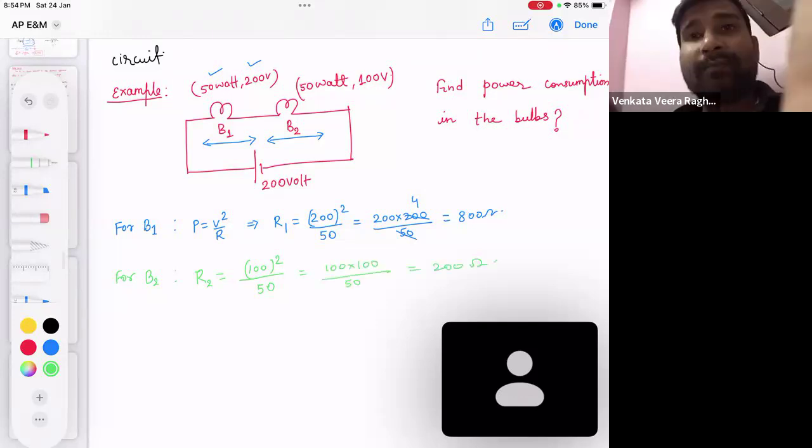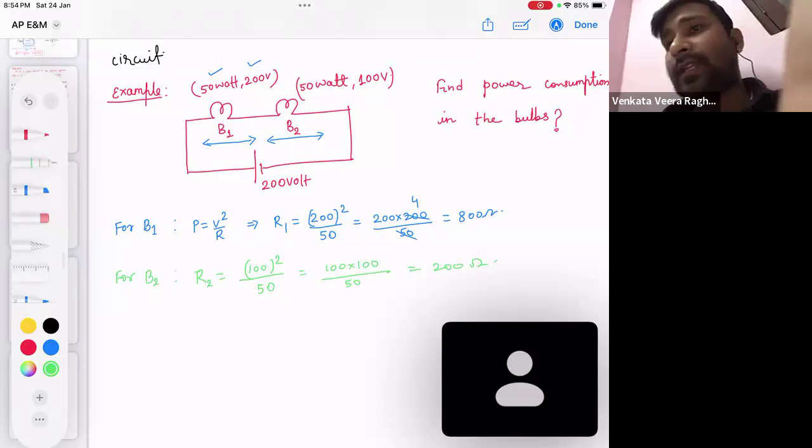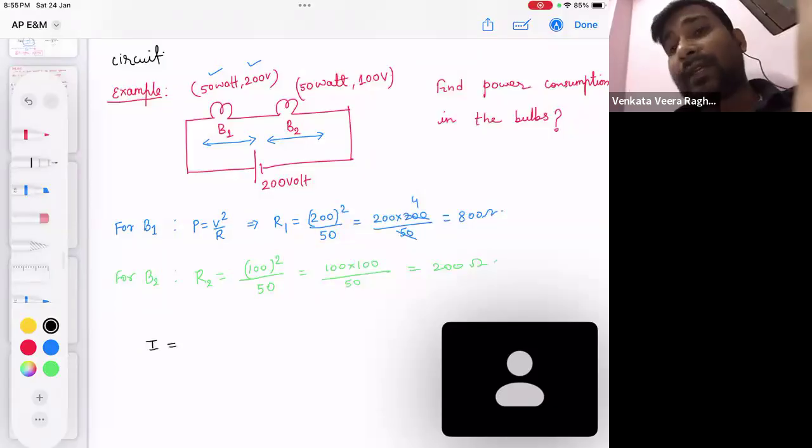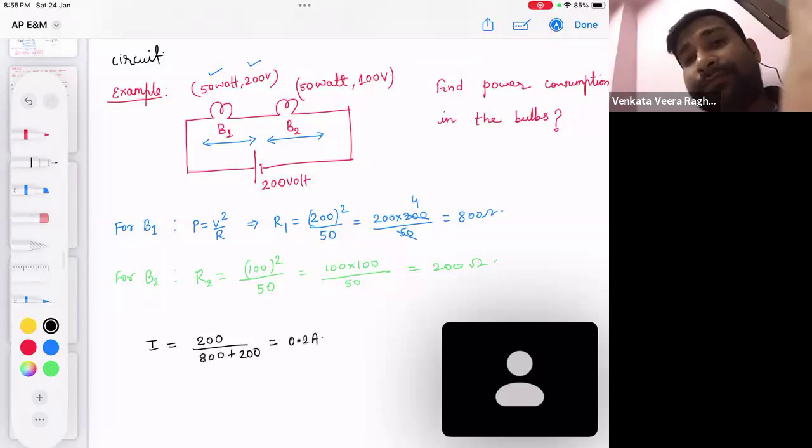Please tell me, the meaning is what? That bulb 1 is going to act like an 800 ohm resistance. Bulb 2 is going to act like a 200 ohm resistance. If I want to calculate the current in this circuit, because once I get the current, I will get the power also. The current in the circuit will be net voltage by net resistance: 200 by 800 plus 200, so 200 by 1000, 0.2 ampere. We got it.